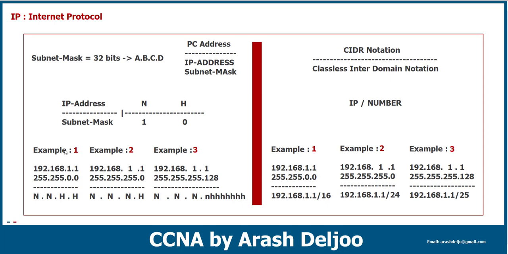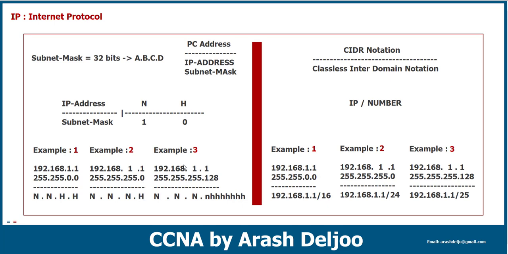Let me show you 3 examples, example 1, 2, and 3. The first example, 192.168.11 with the subnet mask 255.255.0.0. As you can see, this means that we are using the first 2 octets as the network bits in this IP address, and octet 3 and octet 4 as the host bits. The second example, 192.168.11 with the subnet mask 255.255.255.0. As you can see here, we have 3 parts. The first 3 parts are network bits because the subnet mask has the value of 255, 255, 255, and the last octet is the host bit, you know it.